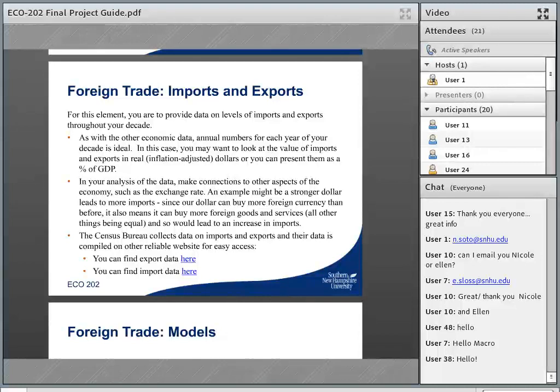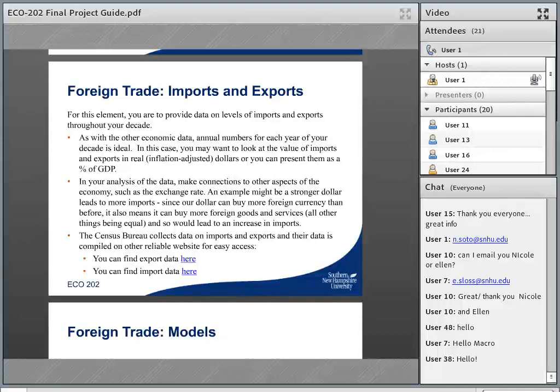But the first thing you're going to do here is you're going to have a graph of the data. Students generally do levels of imports and exports, so it's in real inflation adjusted dollars. But some students also choose to show it as a percentage of GDP. I think in the earlier decades, showing it as a percentage of GDP, because it was much smaller then, isn't as telling. So it might make more sense depending on the decade, the choice you want to make.